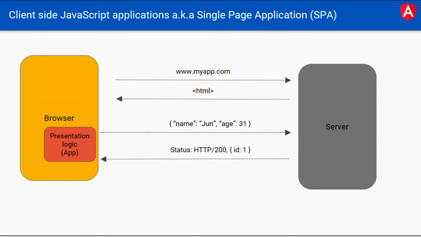But let's look at the JavaScript client-side application, aka SPA. What happens is when you make a request, the server will not process anything. It will first send a blank HTML page. It doesn't contain anything, and it will also contain resource files. So what are the resources? JavaScripts, style sheets, images, like that.